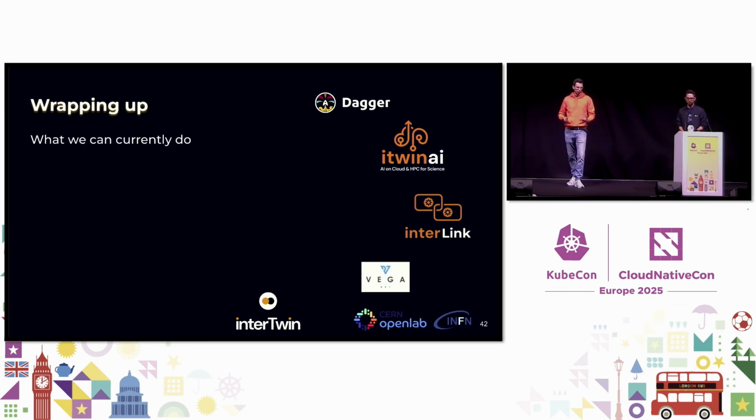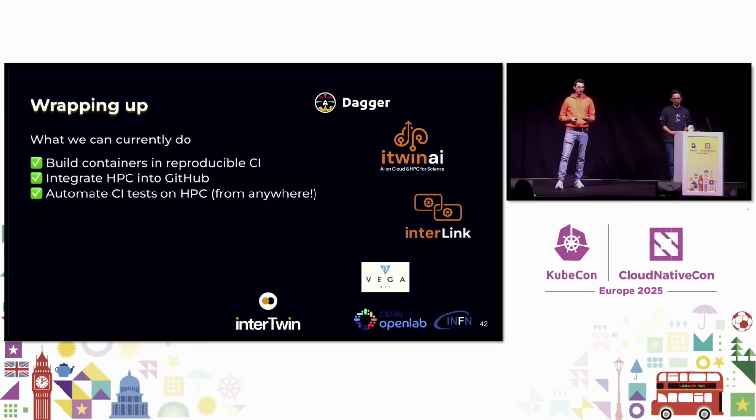Now let's wrap up. What can we currently do? Well, of course, build containers in a reproducible CI pipeline thanks to Dagger. We can integrate de facto HPC into GitHub, and we can automate the whole thing. So integrate the CI tests on HPC through GitHub using GitHub Actions, Dagger, and interLink.